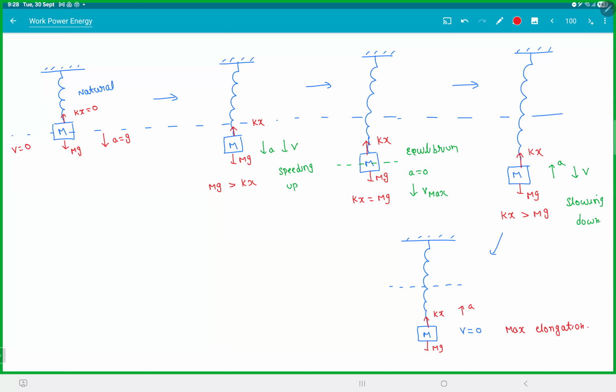But since it is pulling up, it won't stop here. It will continue to go up. Now remember, spring is still elongated, but it is closing. So kx, mg. So here kx is greater than mg, so this will accelerate up. The spring force is greater than mg, so the block goes up with acceleration. The block's velocity is also upward. Again, it is speeding up.